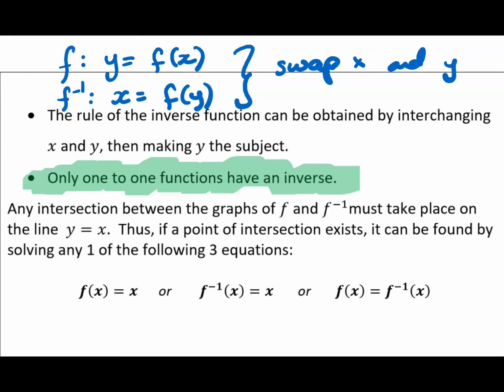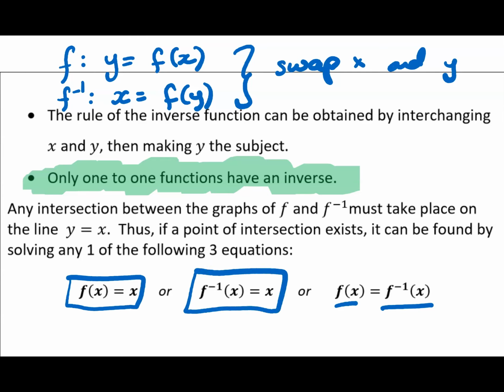It's important to note that only one-to-one functions have an inverse. And so careful adherence to reading for the domain or looking at a given range is going to be really, really important. Something else to note, which we looked at in detail in the last video, is that the inverse of x, when we let it equal f of x, so when we let one function equal its inverse, that'll always occur on the line y equals x. And so finding that point of intersection is as simple as letting one or the other equal x.